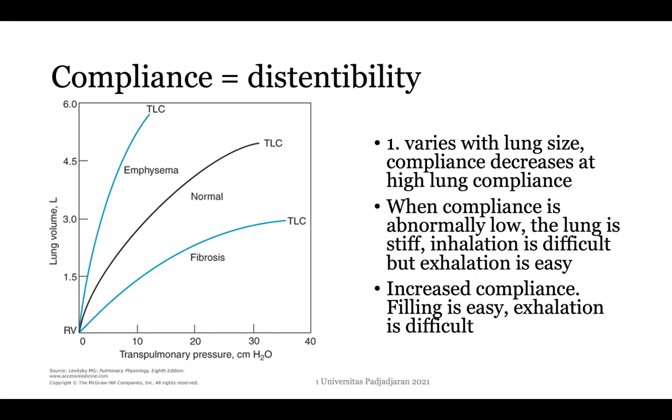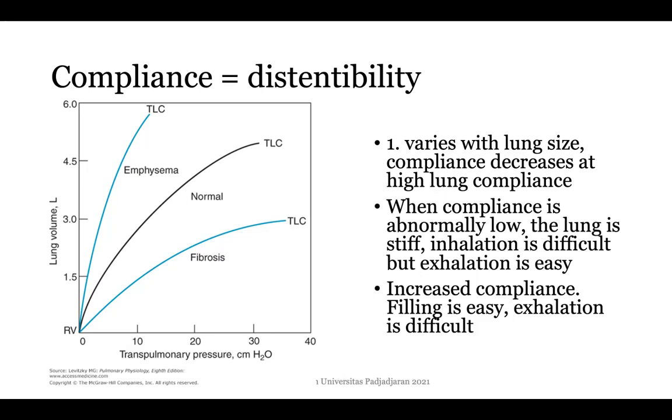It's going to be easy to get the air out, but very hard to get the air in. For example, high compliance is just a paper bag. Decreased compliance is just like blowing up a balloon, right? We have to push some effort to fill the balloon with air. But if we just stop the pressure, the air in the balloon will come out very easily. It's just an example of low compliance, high recoil. Can you understand that?